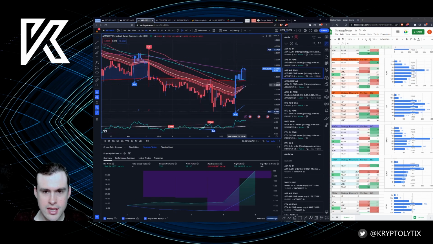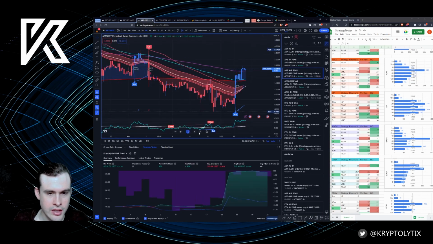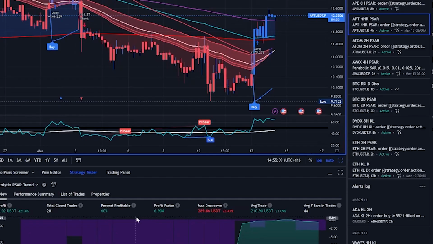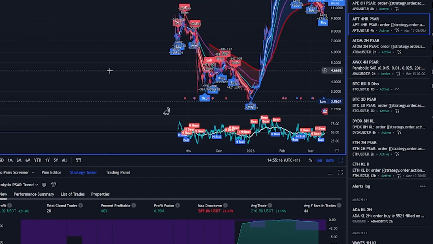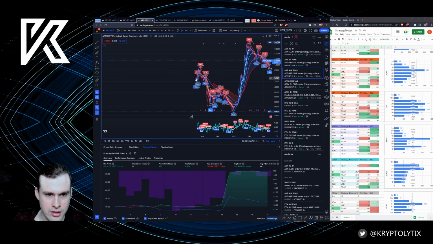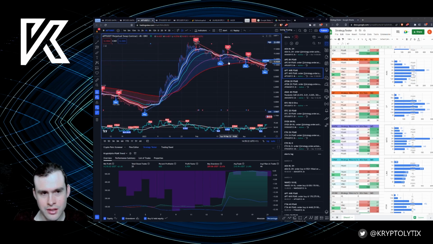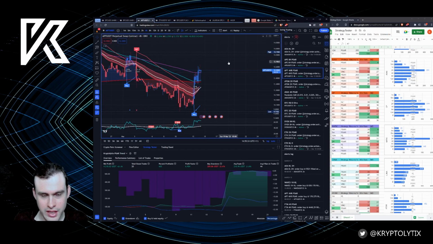This is the APT for our PSAR. Again, very good performance, but you get some crappy drawdown here. But yeah, 60% win rate. It's incredible. Again, this data doesn't go back very far though, I have to admit. It only goes back to like October last year, so who knows what this is going to look like in a year's time.